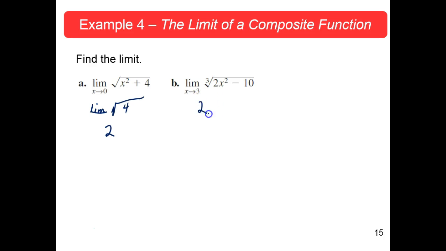Two again. They like 2s, don't they? Because 3 squared is 9. 2 times 9 is 18. 18 minus 10 is 8. Cube root of 8 is 2. And that, again, is the positive cube root. Well, it's the only real cube root. The other 2 are complex.